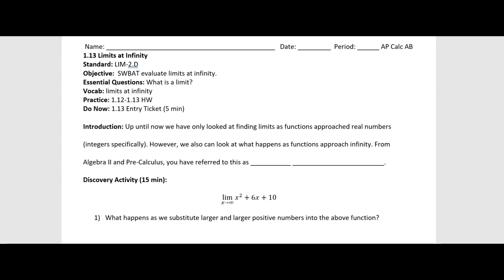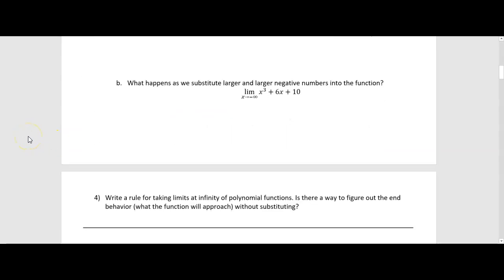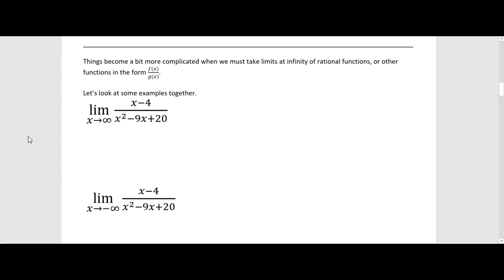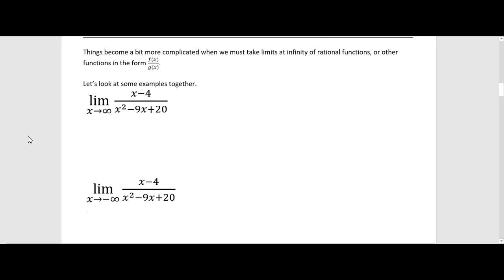Hello everyone, it's Mr. Fawcett and we are back for part 2 of our limits at infinity lesson. In part 1 we talked specifically about the end behavior, i.e. the limits at infinity of polynomial functions. Today we're going to get into the limits at infinity of rational functions, which are a bit more complicated, but if we think back to some concepts we learned in pre-calculus in Algebra 2, these should not be too difficult for us.